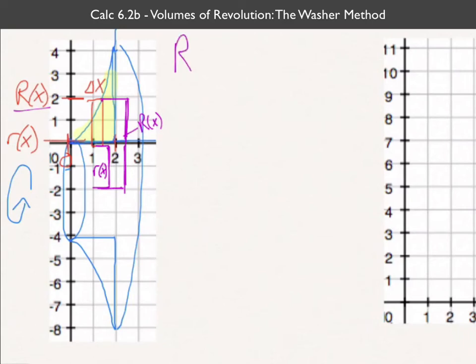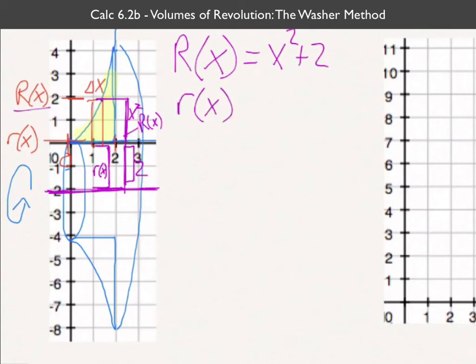Okay, so here's where we just have to think. We need to find our capital R of x, or our big radius. So this distance here is 2, and then this distance here is x squared. So capital R of x is going to be x squared plus 2. Lowercase r of x is just this distance right here, so that distance is just 2.